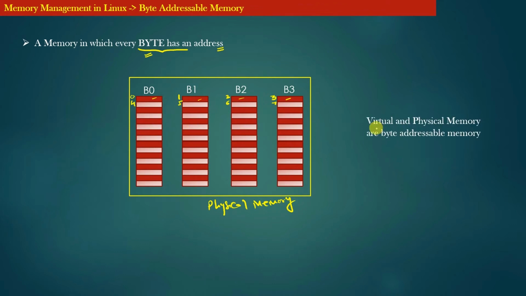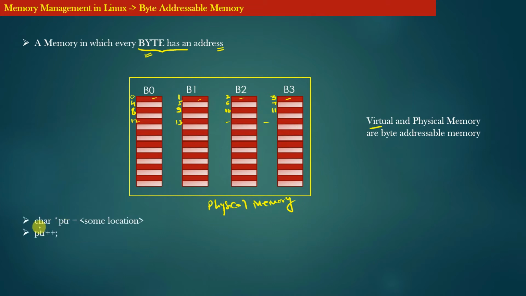In fact, your virtual memory is also byte addressable memory. So every byte has an address. And you can see that the addresses are actually in continuous order. That is, consecutive bytes will have consecutive addresses and so on.